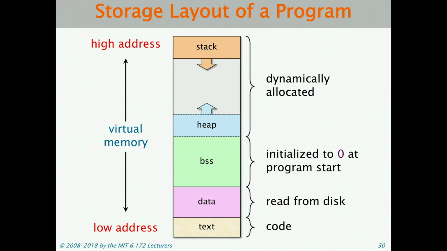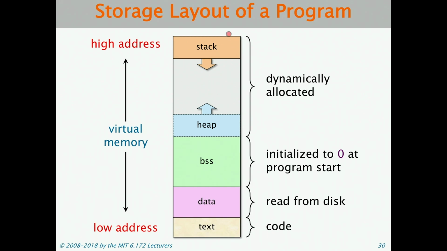So let's briefly look at the storage layout of a program. This is how our virtual memory address space is laid out. We have the stack all the way at the top, and the stack grows downwards. We have the high addresses up top and the low addresses below. Then we have the heap, which grows upward. And the heap and the stack basically grow towards each other, and this space is dynamically allocated as the program runs.